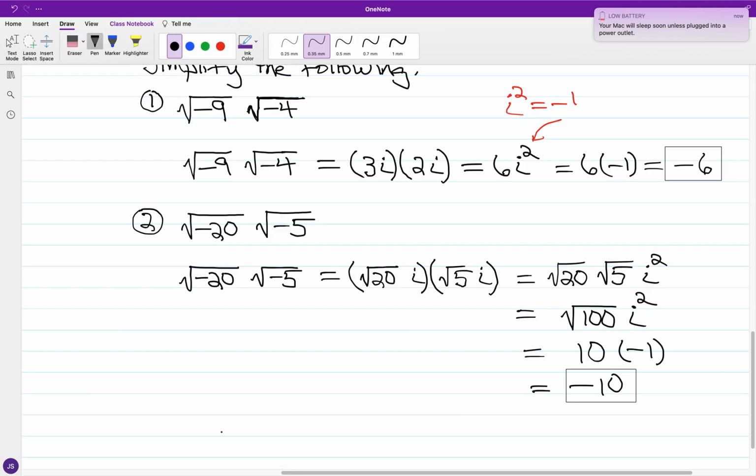All right, now in terms of division, again, you're going to extract the letter i. For instance, if I have the square root of negative 54, I'll show you a couple of ways of going about this. So I have the square root of negative 54 over the square root of negative 6.